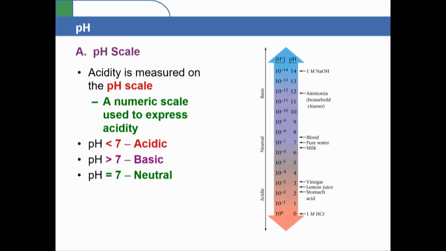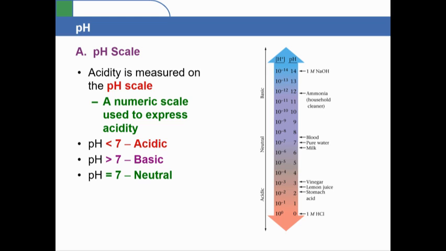Now, here you have a fair idea of some of the pHs of things that you may have heard of. Pure water is 7. Blood is actually slightly basic, whereas milk is just slightly acidic. And then as you go further and further down the scale, you get to vinegar, then lemon juice, stomach acid, and so forth. And above it, you have bases such as ammonia, all the way up to sodium hydroxide.